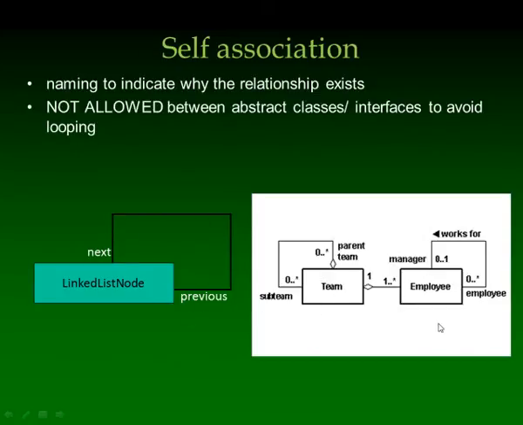These self-associations benefit from naming to indicate why this association exists, like sub-team, parent team. See here, employee works for this manager. These names help us understand what this association means. And we don't allow associations between abstract classes and interfaces to avoid looping, because abstract classes and interfaces you cannot instantiate. Whereas here, when you have employee works for employee, it's the same class, but it's a different actual person that we are dealing with.